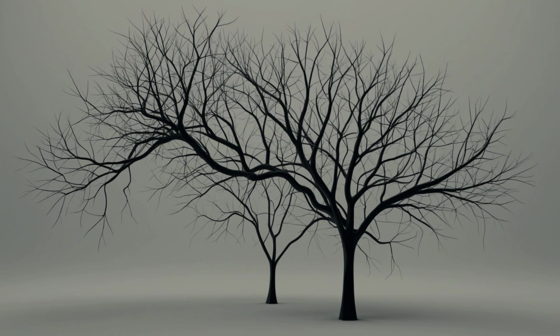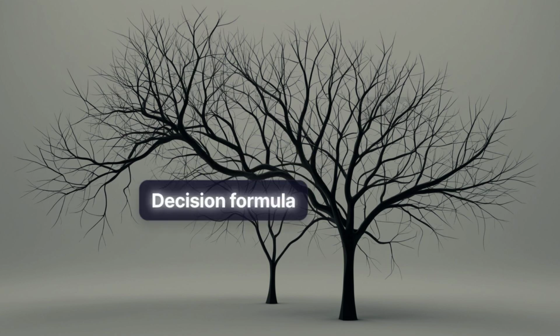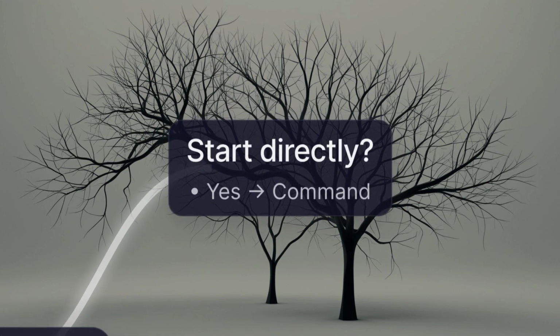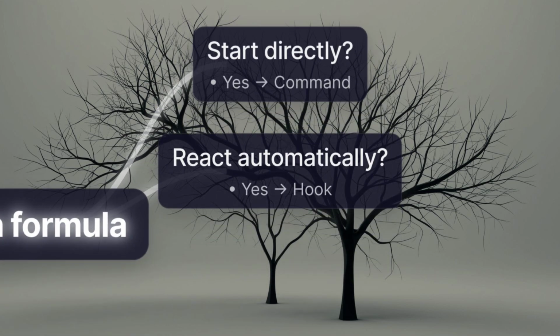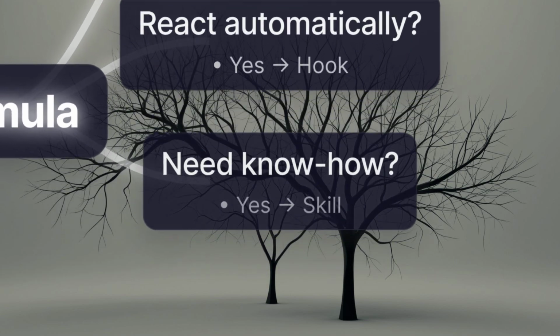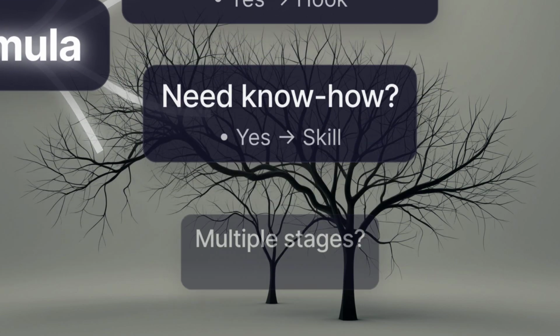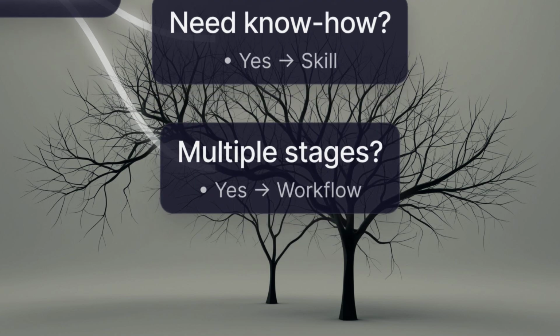If you want a simple decision formula, ask 4 questions. Do you want to start it directly? Then it is probably a command. Should it react automatically? That is a hook. Does it need reusable know-how? That is a skill. If it spans multiple stages, it probably needs a workflow.